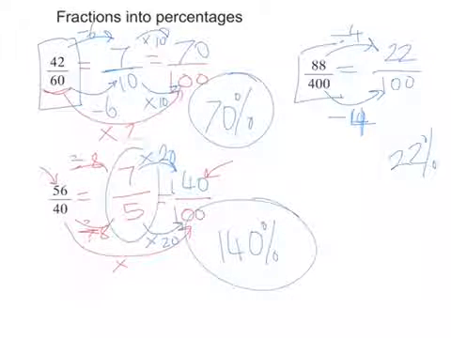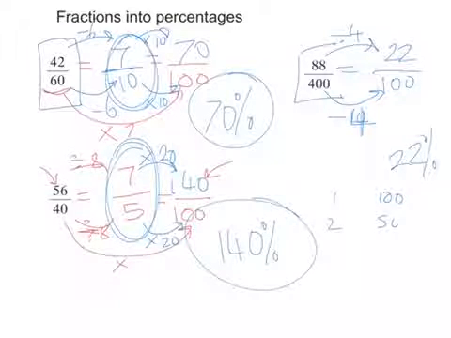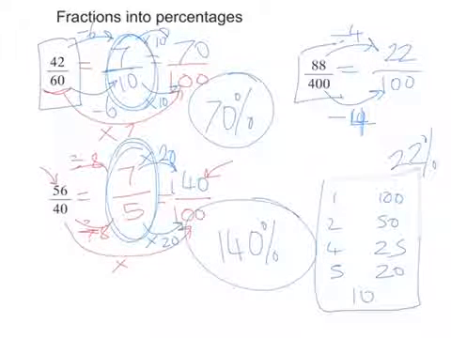So the key thing is you need to simplify it, but it's really important you simplify it to have a denominator which is a factor of 100. Remember, the factors of 100 are 1 and 100, 2 and 50, 4 and 25, 5 and 20, and 10. So these are your friendly numbers, as it were.